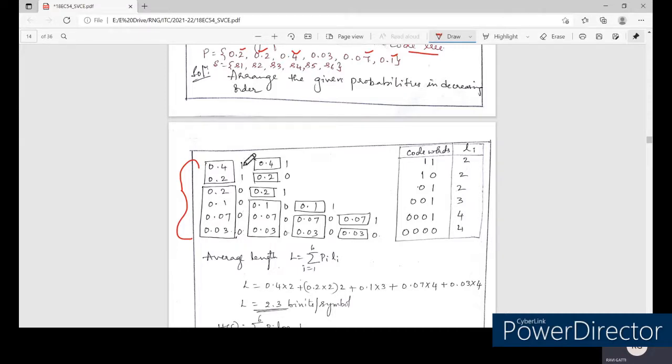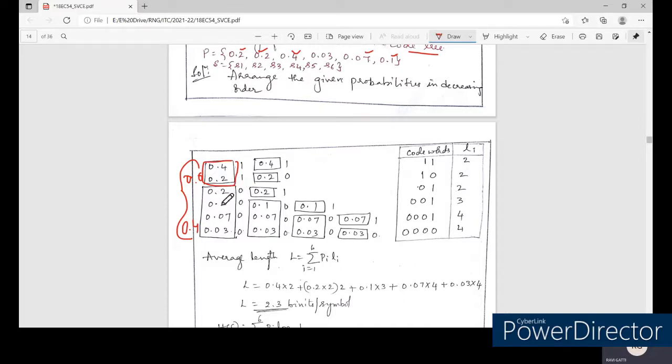Therefore, I have grouped the first two symbols. What is the probability? 0.4 and 0.2 give 0.6, and the rest, 0.2, 0.1, 0.07, 0.03, gives 0.4. This is how I have arranged the probabilities. It is not a hard rule that you need to stick to this. You can go for another method also, arranging this as 0.4 and the other as 0.6. That is also possible.